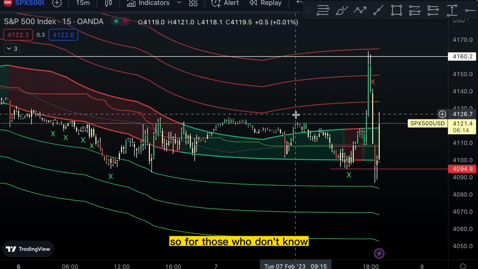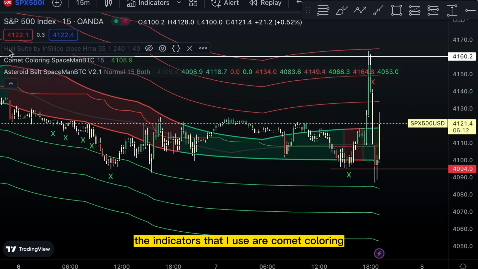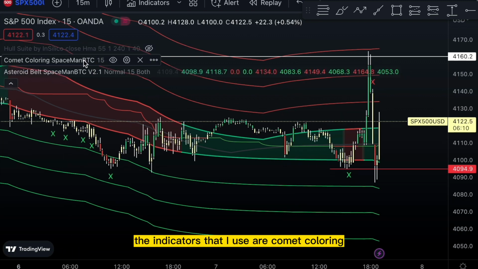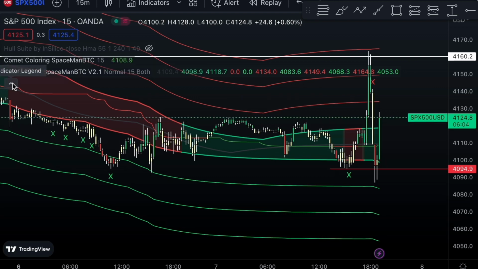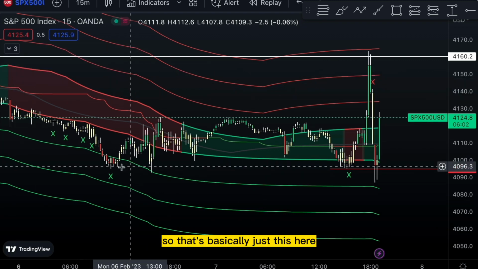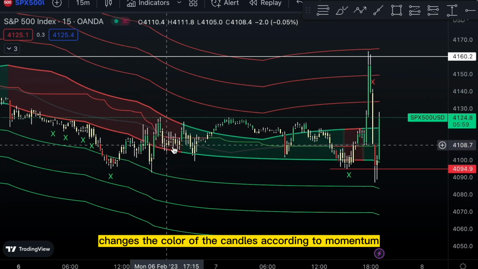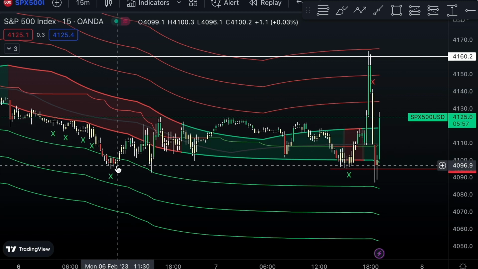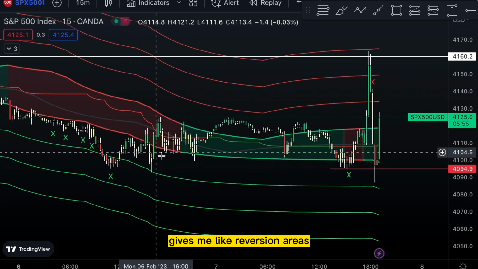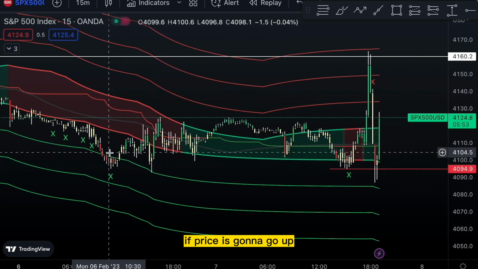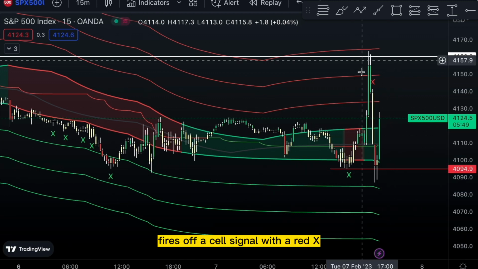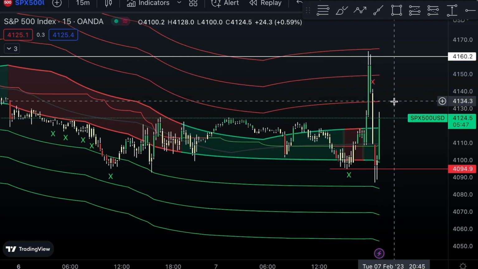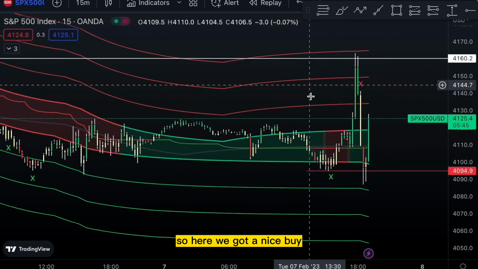For those who don't know, if you're following my videos, the indicators that I use are Comet Coloring by Spaceman Bitcoin and the Asteroid Belt by Spaceman Bitcoin. So that's basically just this here. It changes the color of the candles according to momentum, and then gives me reversion areas. If price is going to go up, it fires off a buy signal with a green X, and fires off a sell signal with a red X. So here we got a nice buy.